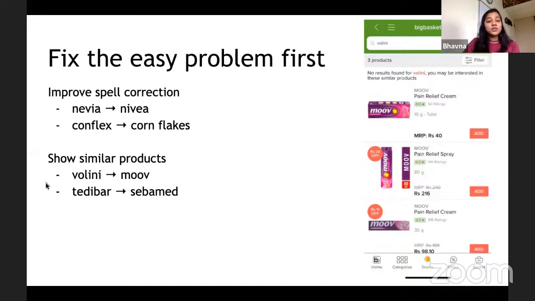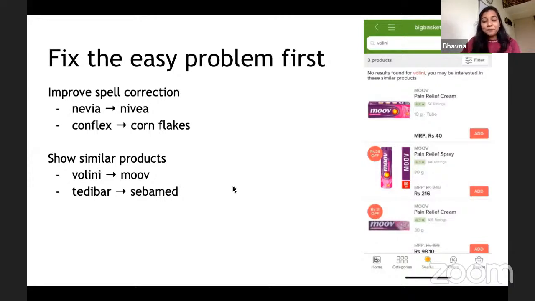Similarly, another example was Teddy Bar. We also do not have that brand product. So we said that we will map Teddy Bar to Subameth, and we will show no results found for Teddy Bar, you may be interested in these similar products, and then you will see Subameth results. So this is how we fix the easy problems. This was fixing the failed searches, and let's say this was fixing the partial searches.